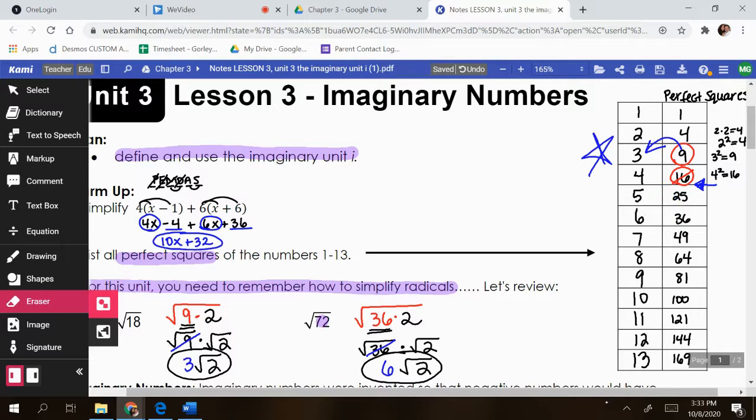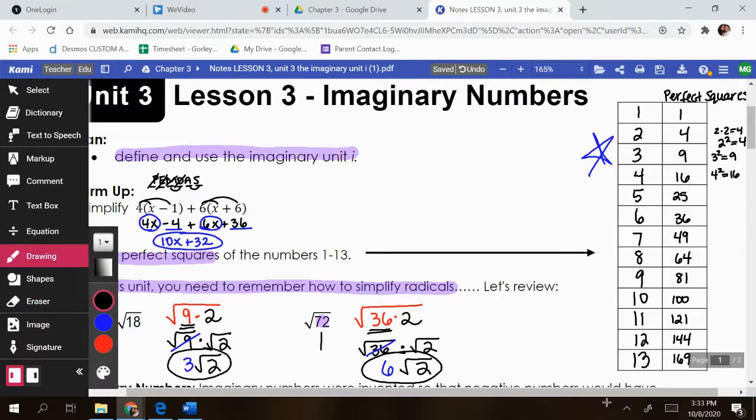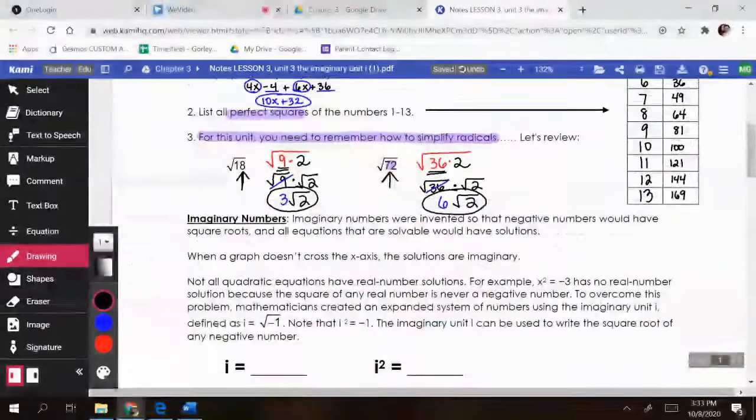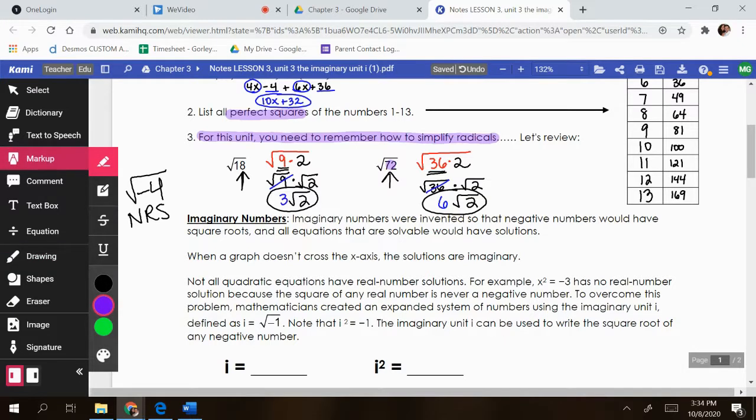Now, what you're going to notice is that both of those examples had positive numbers under the radical, right? Like when we look at this, we had 72 or 18 under the radical, and both of those were positive numbers. That's not always going to happen. Sometimes we'll have a negative number under the radical, maybe like -4. And in that case, you would have no real solution. Mathematicians did not like that. They didn't like the fact that there was no real solution, which is why they made up the imaginary numbers.